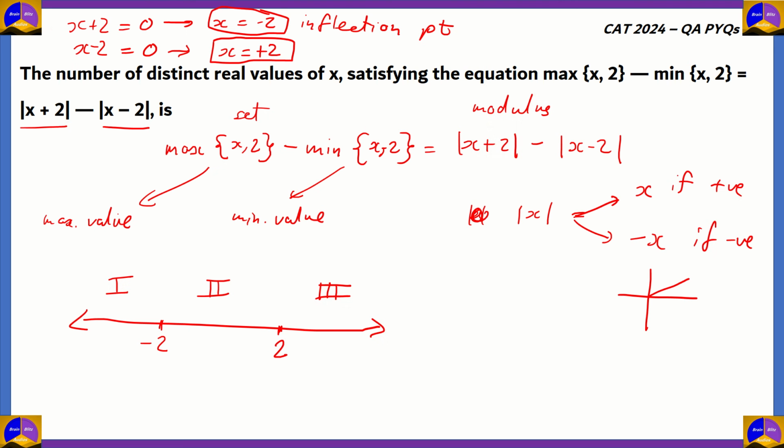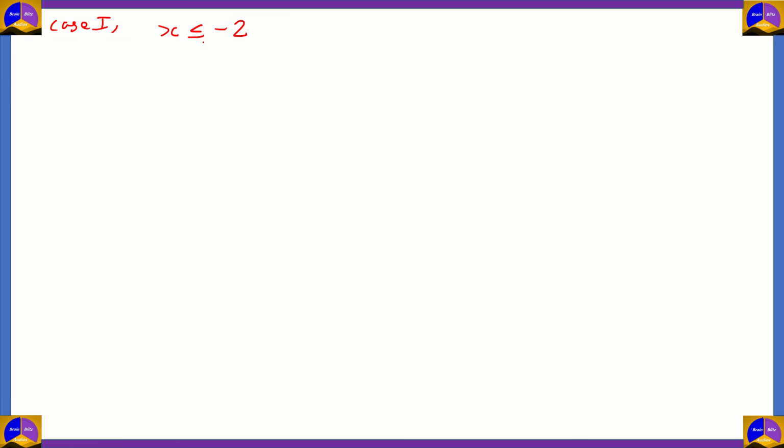So in terms of case 1, this is where the value of x is less than or equal to minus 2. So remember, our function is maximum of x comma 2 minus minimum of the set x comma 2 equals mod of x plus 2 minus mod of x minus 2. Now, in this scenario where x is less than or equal to minus 2, the maximum function of the set x comma 2 will be equal to 2. Since we know that x has a value which is less than negative 2, so irrespective of what value of x there is, the maximum value in the set is 2. And similarly, the minimum in the set x comma 2 will always be x, since x is always less than minus 2, which is obviously less than 2.